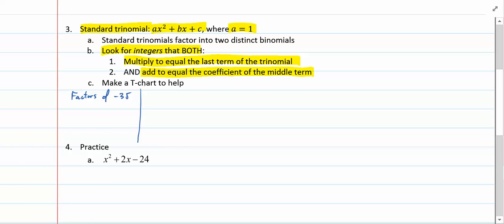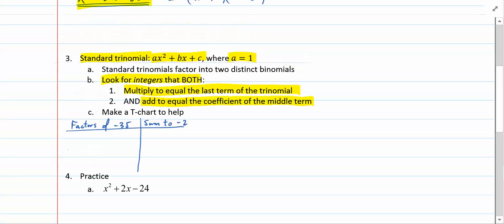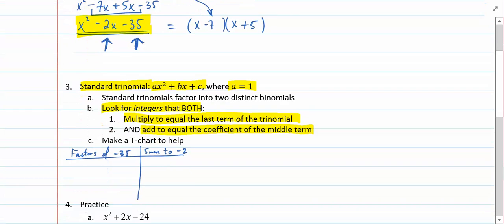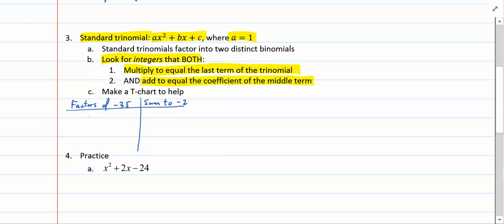And we would like to find those that sum together to make a negative 2. Again, with this example up here, we have products that must multiply to equal the c term, this position at the end, and those two products must add or sum together to the middle term, which is a negative 2. So let's start off by listing the factors of negative 35. We can start with 1 and negative 35 because that multiplies to make a negative 35, or we could have negative 1 and positive 35.